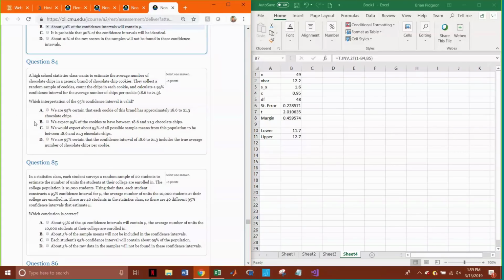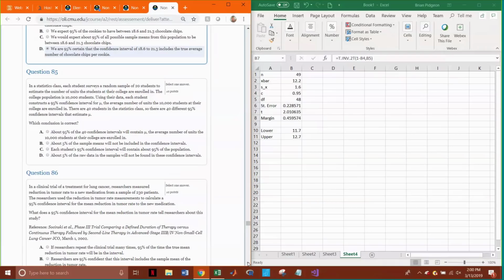We expect 95% of the cookies to have between 18.6 and 21.3 chocolate chips. We would expect about 95% of all possible sample means from this population to be between... We are 95% certain that the confidence interval 18.6 to 21.3 includes the true average number of chocolate chips per cookie. Okay, so this just means we are 95% certain that the confidence interval of 18.6 to 21.3 includes the true average number of chocolate chips per cookie.